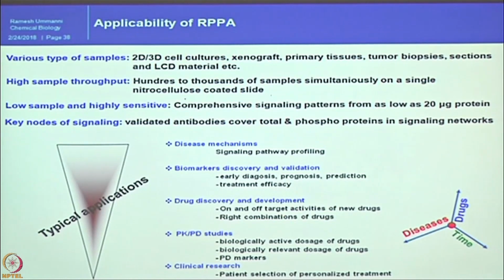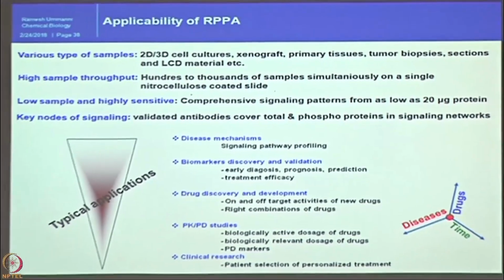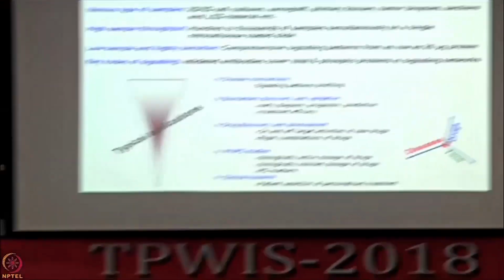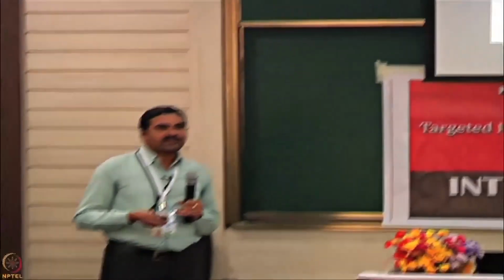When a new drug is coming into the market, definitely nowadays regulators are asking what are the off target effects of your drug, or what is the target of your drug. Even if you don't know the off target effects and right target of this molecule, what are the possible signaling mechanisms or signaling nodes targeted by the molecule. This can definitely be achieved by the RPPA approach, and also the right combination of drugs.